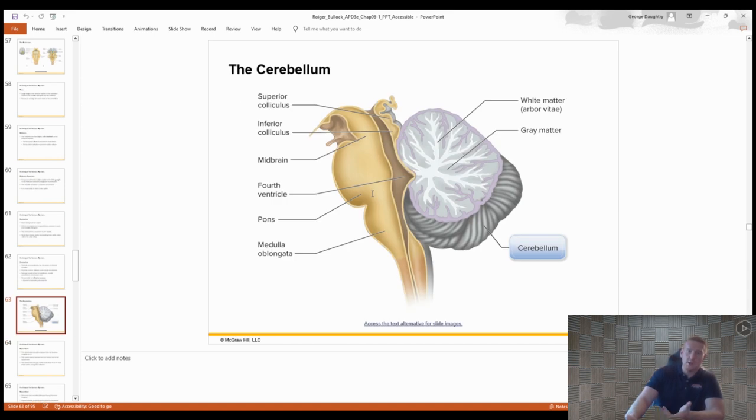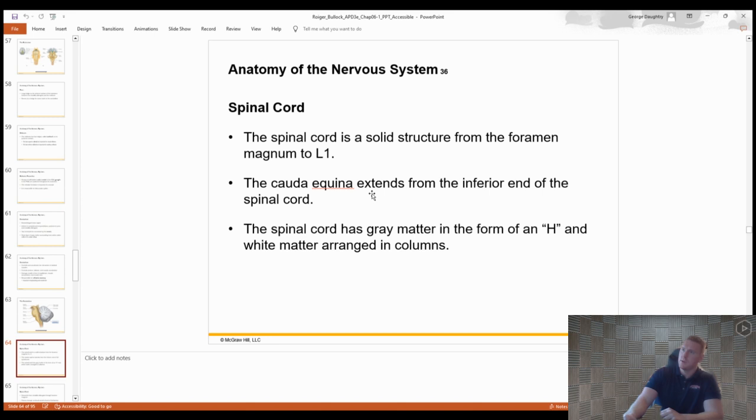So obviously, a point of special interest for us as exercise scientists, posture and coordination are all important traits of human movement. So where do we get that? Cerebellum. And where does a lot of that functioning happen? Where are all of our myelinated sheaths at? That's going to be the white matter of the cerebellum, also known as the arbor vitae.